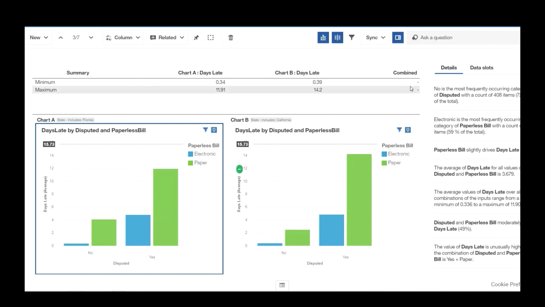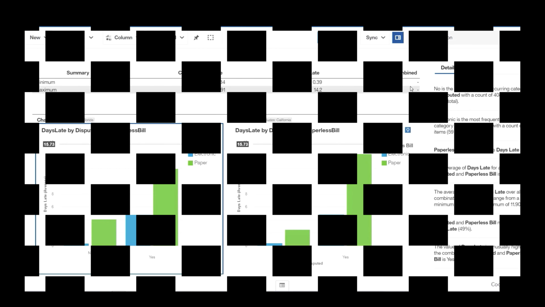35 days. So, you got pickle in the middle and the mustard on top.